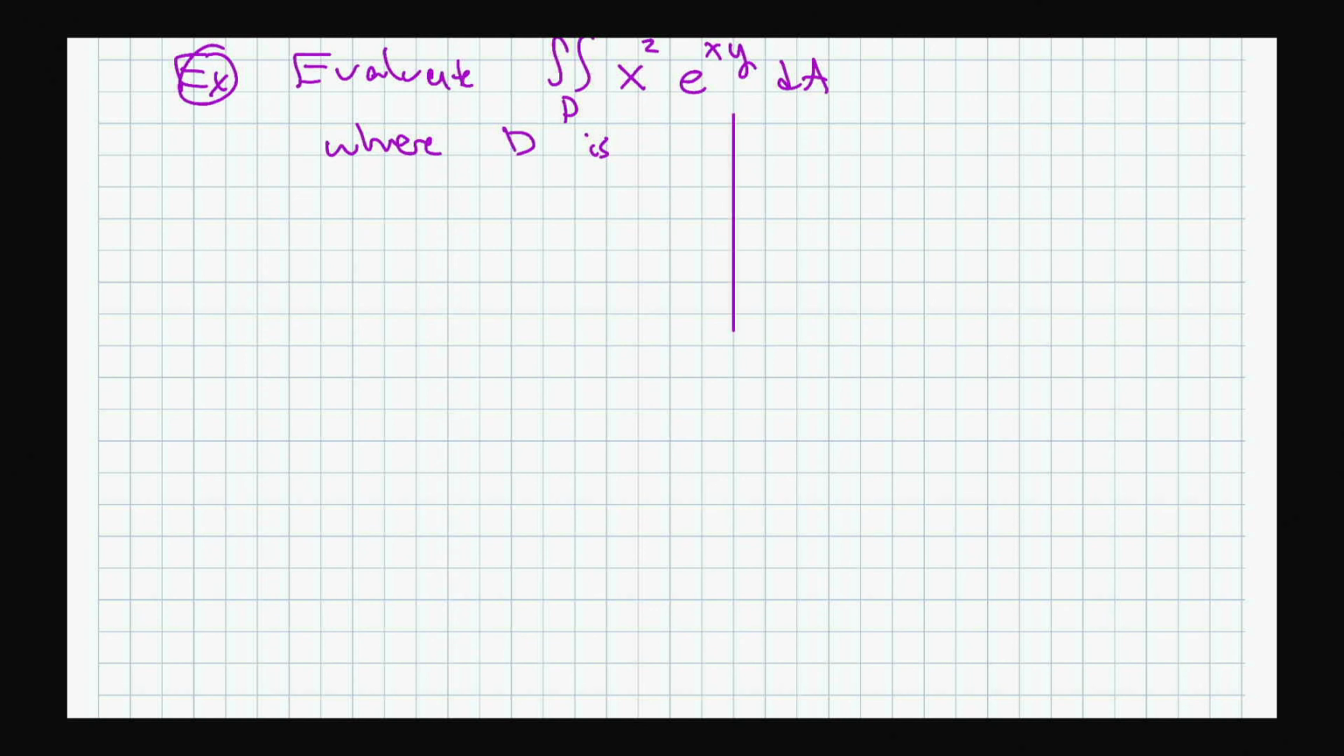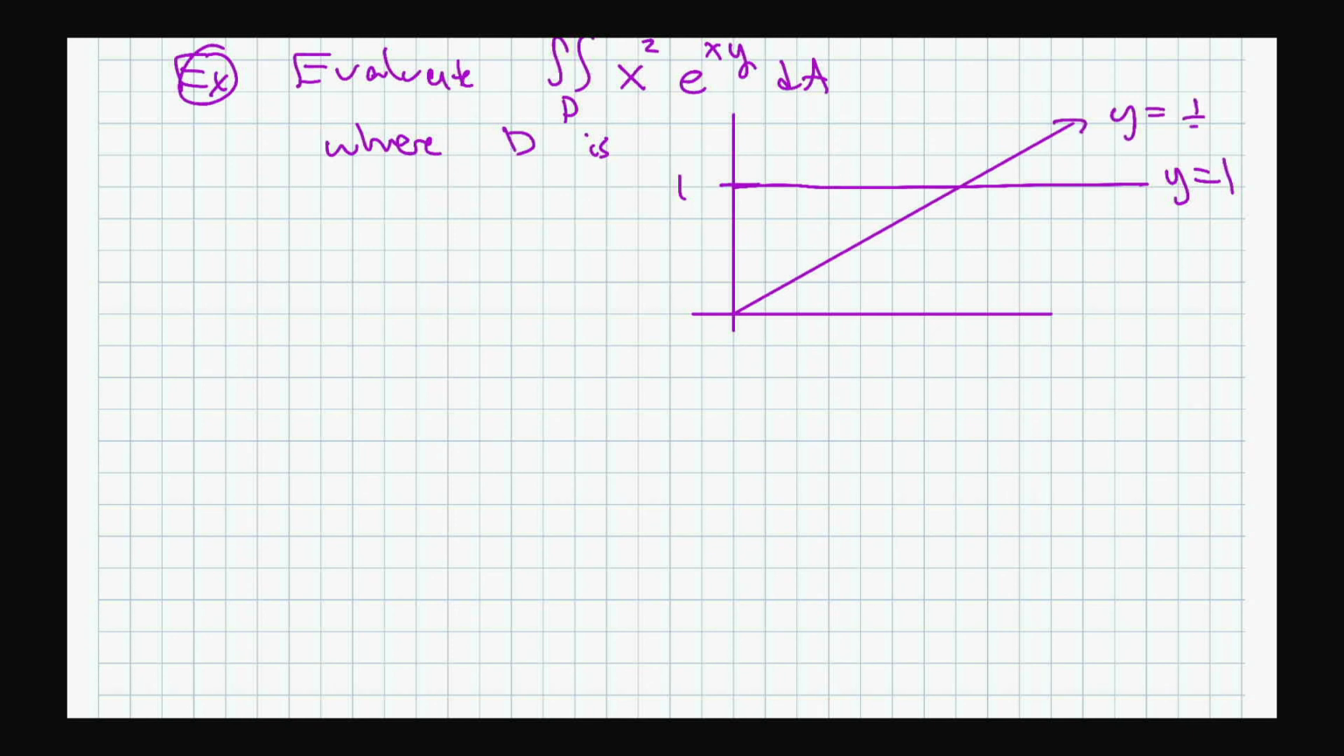Sometimes they list it and do math, and sometimes they draw a picture and just label the picture with what you need to know. So here they have y equals 1. And then they have a curve. By curve, I mean a straight line, y equals 1/2 x. And then D is going to be this region here. And they label this point as (2, 1).